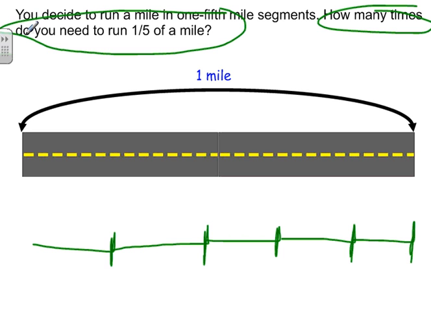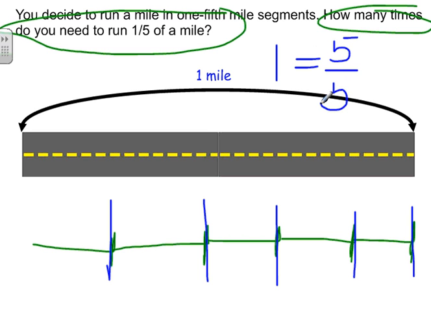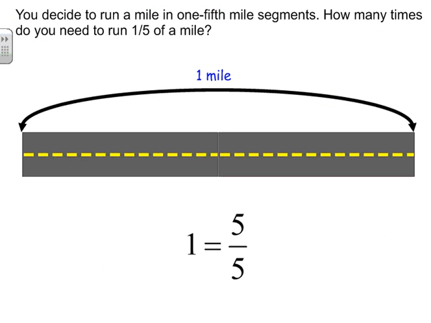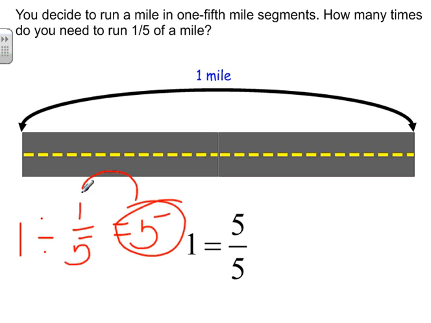Well, we have 1/5, 2/5, 3/5, 4/5, 5/5. 1 is the same as 5/5. So that means if we're running 1/5 of a mile at a time, we need 5 of those fifths to make it to 1 mile. In other words, 1 divided by 1/5 has got to be 5, because it takes 5/5 to make 1.